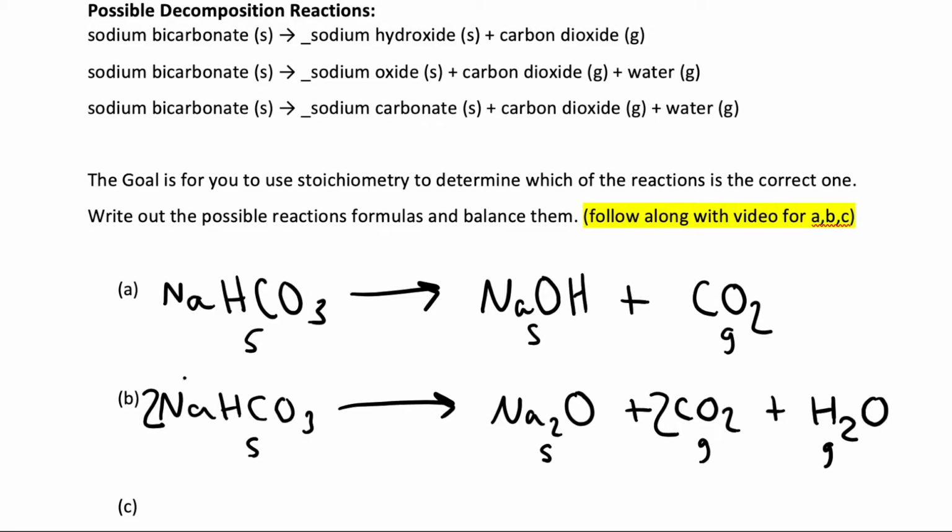Okay, now 2 times 3 is 6 O's. Let's check for O's. I got 1 here, 4, that's 5, and then here's number 6. Okay, so now that works out. So I had to put a 2 there and a 2 there for that balanced equation.